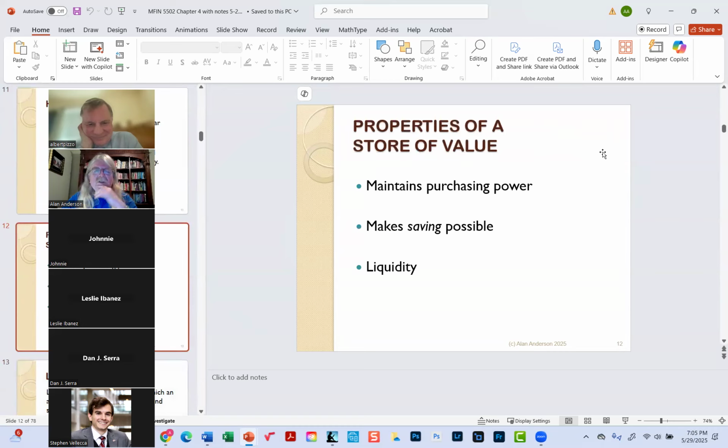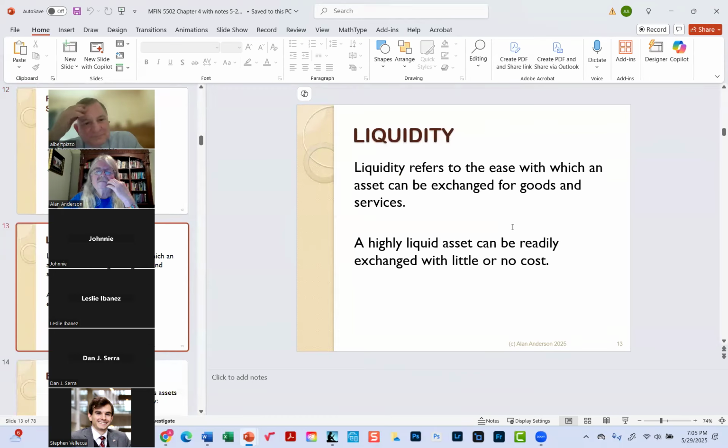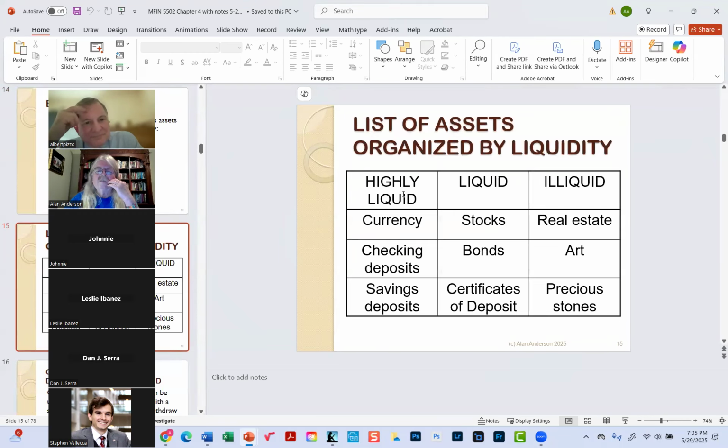All right. Anyway, one more thing is store of value means it maintains its purchasing power, which is what makes it possible to save. Without saving, there can be no investment, and so saving is absolutely necessary for an advanced civilization to take place. And of course, it provides liquidity. So we already know what liquidity refers to. We have liquid assets like notes and coins, checking deposits, savings deposits.